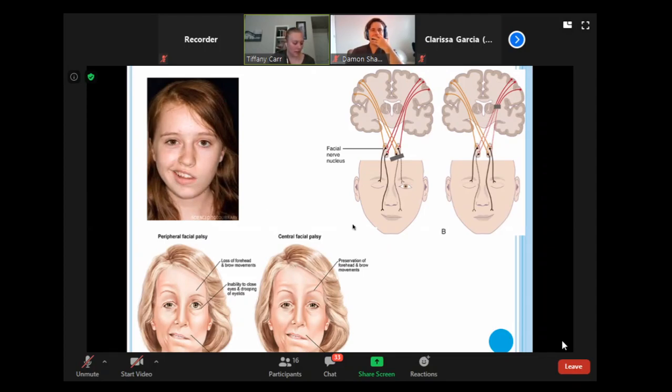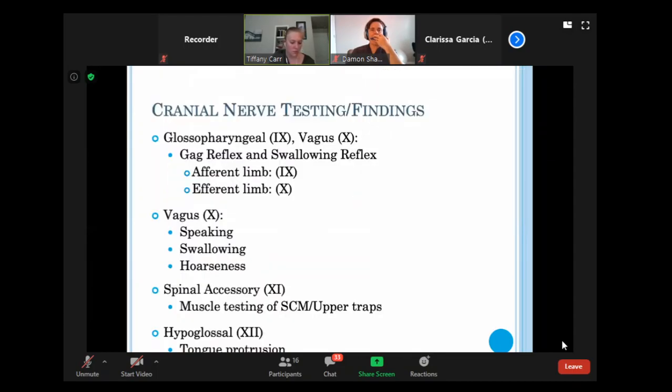All right, let's see. The cranial nerve testing and finding for the glossopharyngeal and vagus is going to be the gag reflex and the swallowing reflex. So both of those are going to be for the afferent limb, being cranial nerve 11, and the efferent being cranial nerve 10, cranial nerve 9, sorry.